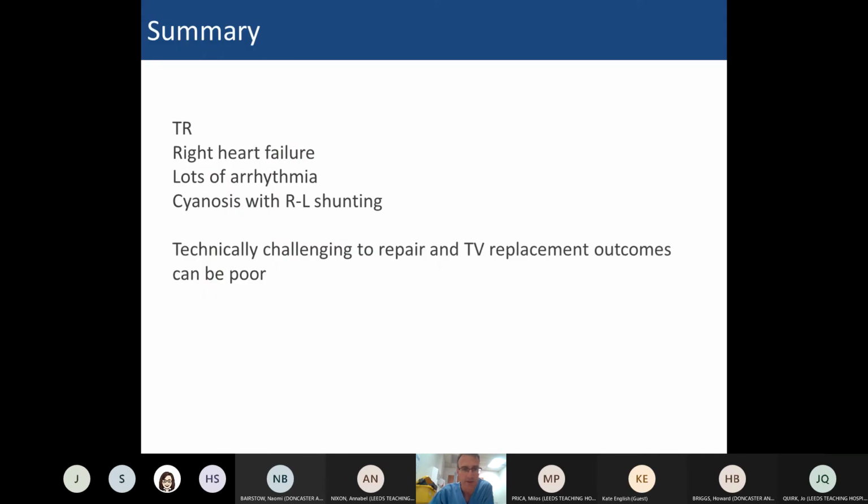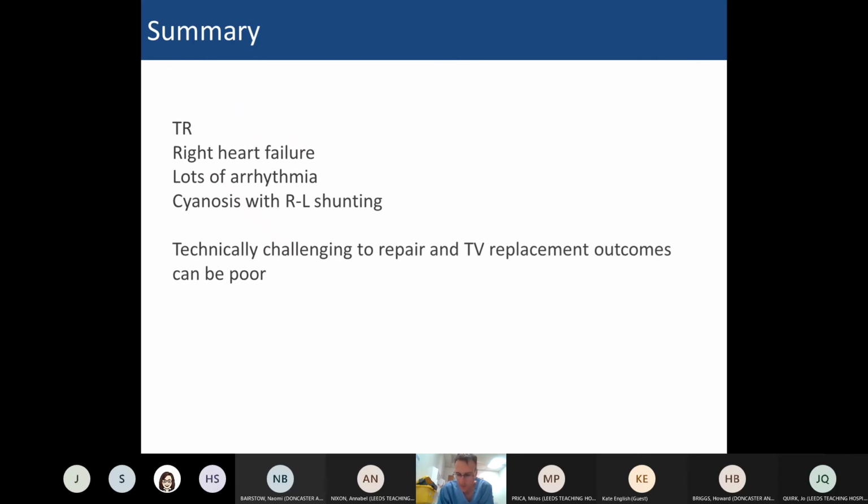So the summary of that is that Epstein's causes obviously severe tricuspid regurgitation, ultimately causes right heart failure, lots of arrhythmia. It's a condition which is associated with cyanosis through right to left shunting through the atrial septum, and is technically challenging to repair. And unfortunately, outcomes from tricuspid valve replacement are not always good and are frequently not good.